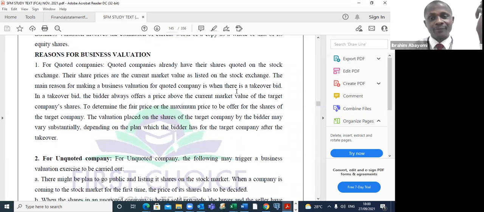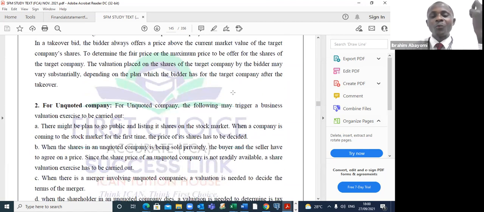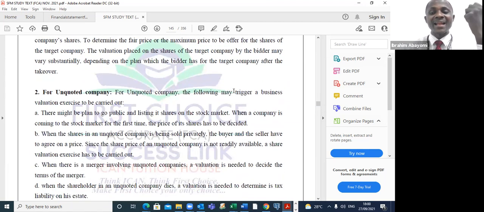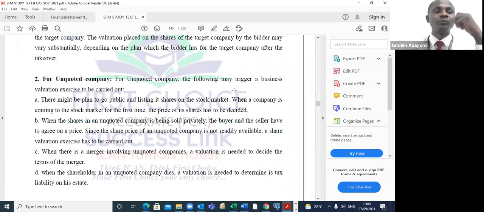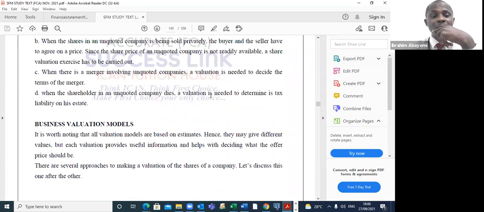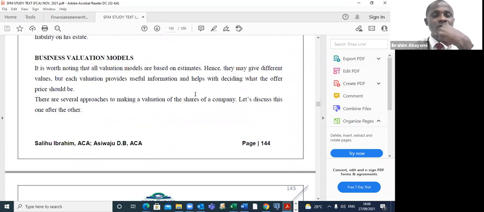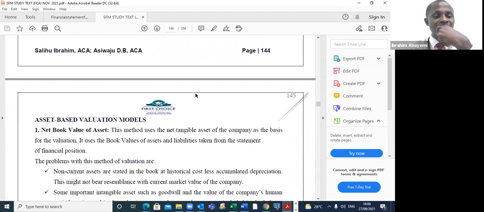For an unquoted company, at all times, whenever you want the market value, whether they are merging or doing whatever, you need business valuation. That's not where we are going. That's just a brief of business valuation.